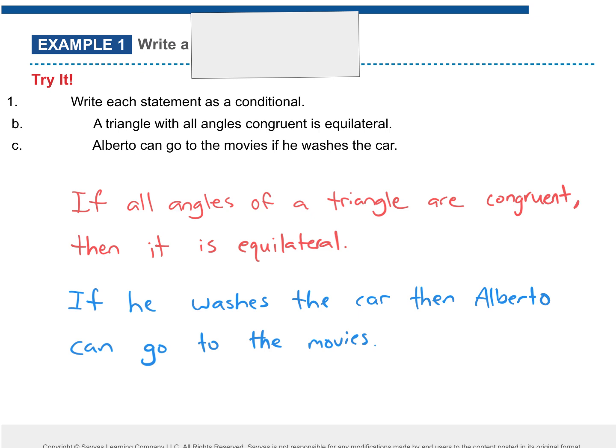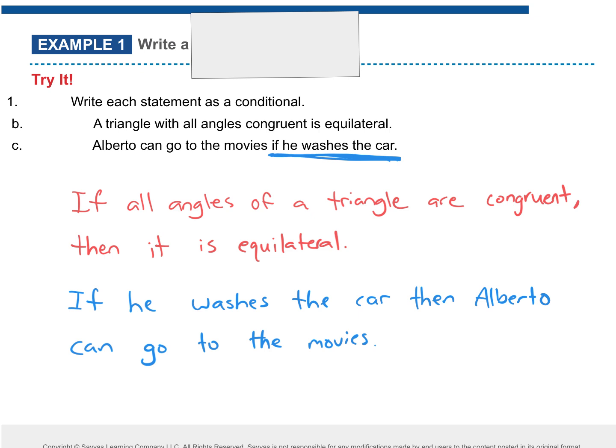Let's do the Alberto one first. Why is this one easy? Because it has if in it already. So we take this if statement, put it at the beginning. If he washes the car, then he can go to the movies. Because if it has if somewhere in the sentence, you already have your if statement. And then you just say then the rest of it.